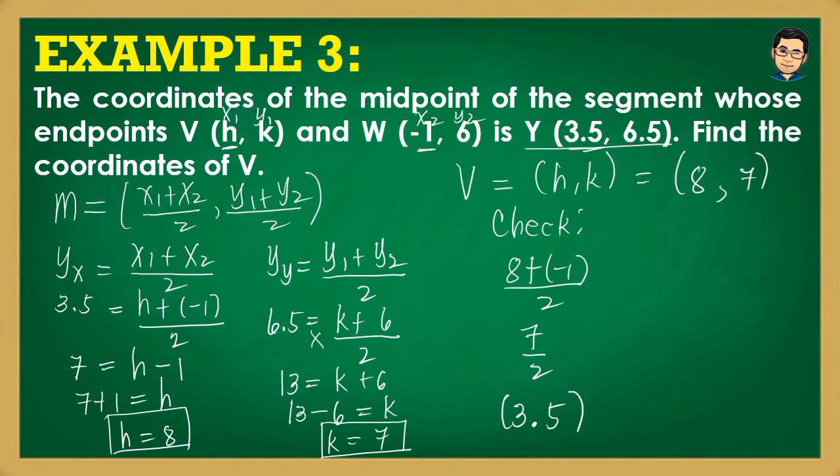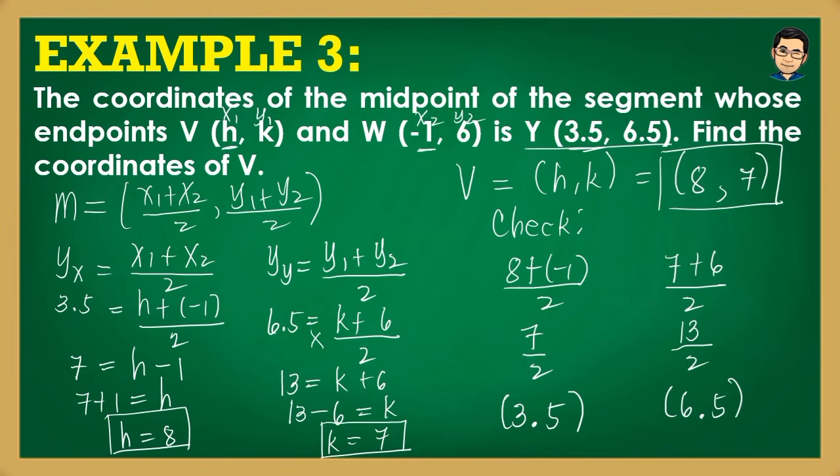So, 6.5 naman ang kukunin natin. So, yung y-coordinate ng V na k is 7 plus yung y-coordinate ng W, 6. So, 7 plus 6 is 13 divided by 2, that is 6.5. So, tama nga na yung h and k is (8, 7). So, ito po yung ating sagot. V is equal to (8, 7).